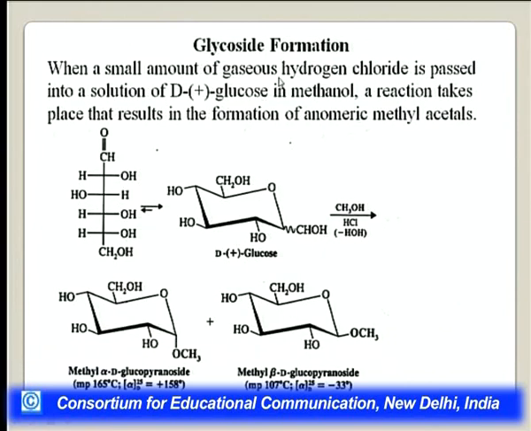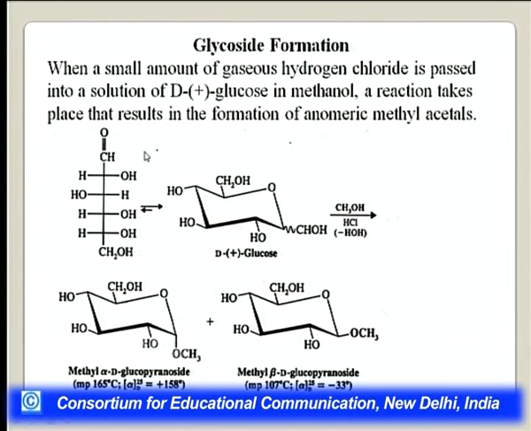The very important next reaction is glucoside formation. When a small amount of gaseous hydrogen chloride is passed into a solution of D-(+)-glucose in methanol, a reaction takes place that results in the formation of anomeric methyl acetals. What is anomeric? This methyl group is introduced at the anomeric carbon. We talked about alpha and beta in the last slide. How it takes place, you can see over here.